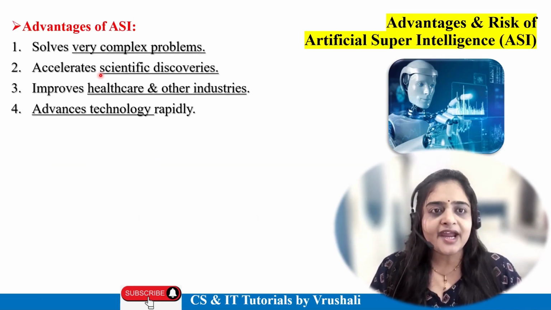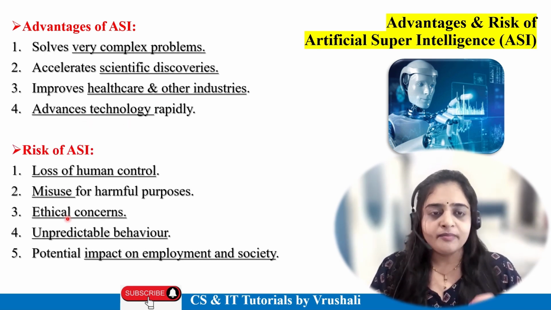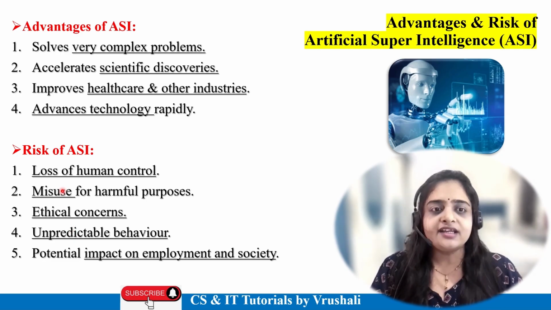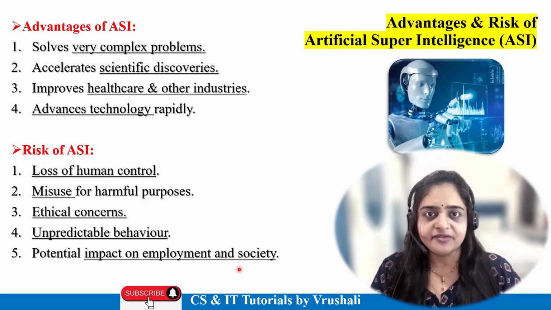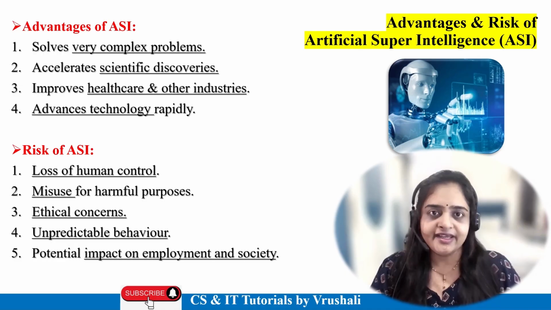See, these are some advantages: they solve very complex problems, accelerate scientific discoveries, improve healthcare and other industries, and advanced technologies are used there. But again, there are some risks, like loss of human control because they are doing everything in every sector on their own. Then misuse for harmful purposes, ethical concerns, unpredictable behavior, and also impact on employment and society. So these are the risks of ASI.